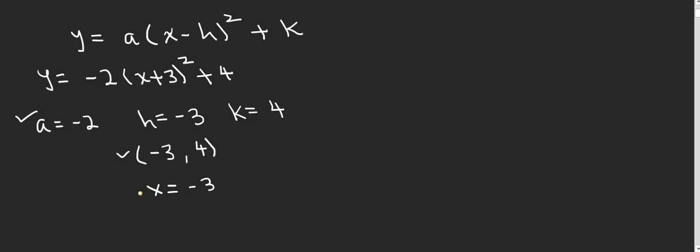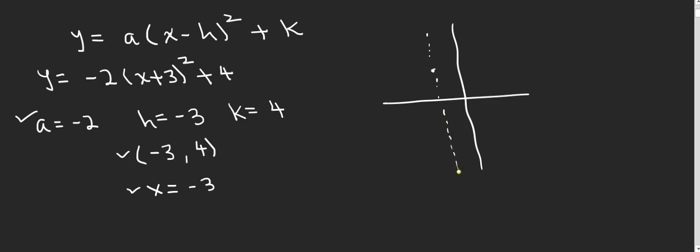Now, these three pieces of information will help us to graph the parabola. So since our vertex is negative 3, 4, it'll be around here somewhere, negative 3, 4. And the axis of symmetry is x equals negative 3. This is our axis of symmetry. And we know that the parabola is going downward because a is negative 2. So we kind of need a few more points to sketch the parabola.